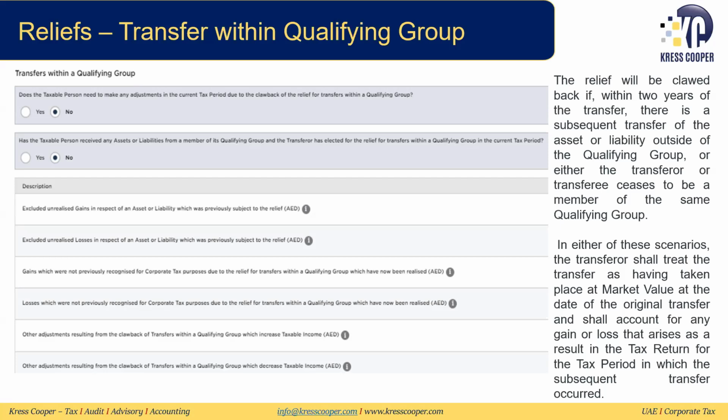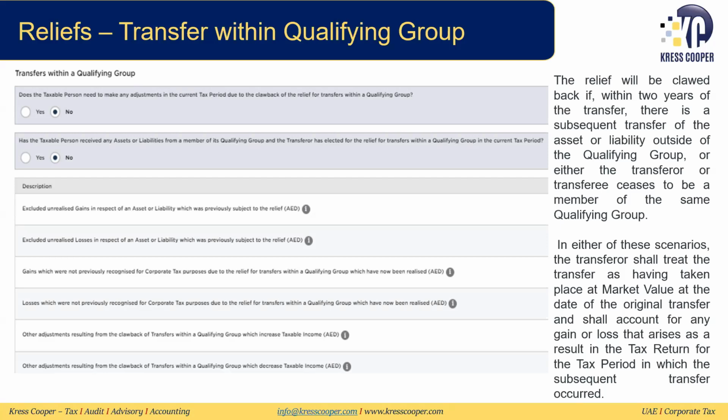Okay, so this is also not going to be applicable for this first tax period, but in subsequent tax periods, if you have made any transfer within the qualifying group, we already discussed what a qualifying group is, there are certain conditions to meet. If you have made a transfer between the companies in a qualifying group, this relief will be clawed back if, within 2 years of making the initial transfer, there is a subsequent transfer of the asset or liability outside the qualifying group, or either the transferor or the transferee ceases to be a member of the qualifying group. So if either of these two conditions is met, then this relief needs to be clawed back if this event takes place within 2 years.